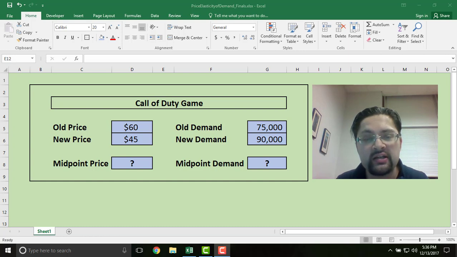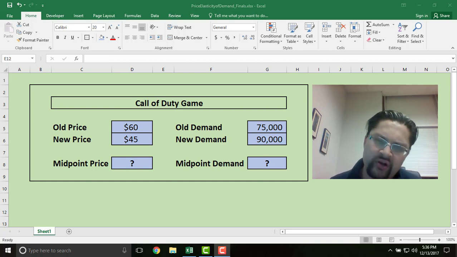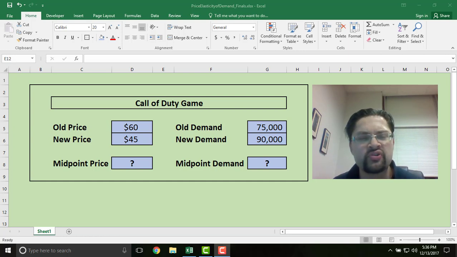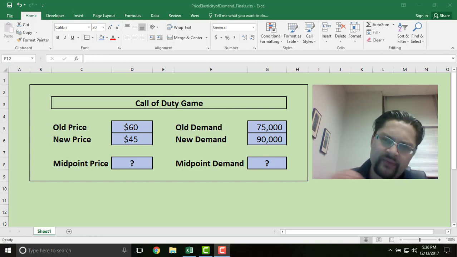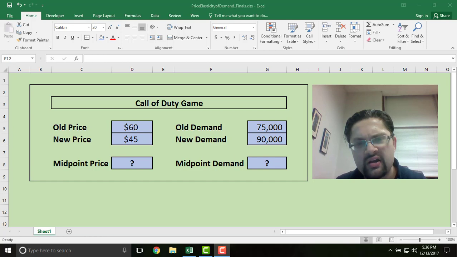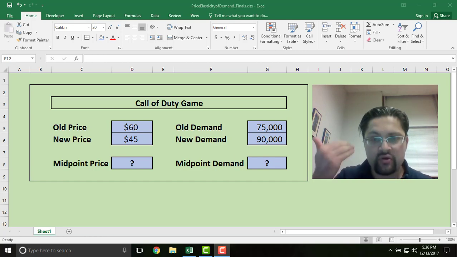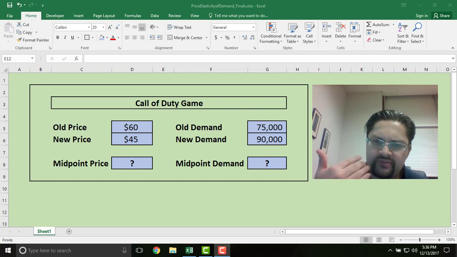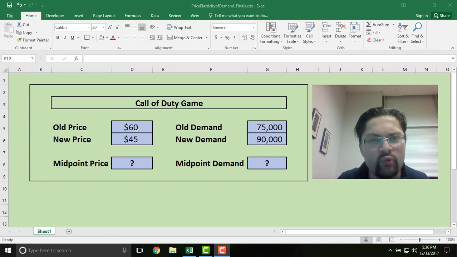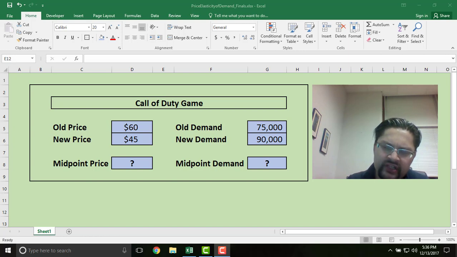So let's begin looking at the math here. We're going to do step 1, which again is the midpoint for price, and then step 2, midpoint for demand. Then we're going to find the percent changes between them and go from there. I will explain each step here, even though I'm using Microsoft Excel. I use Microsoft Excel because it's a nice, clean way. But if you listen to what I'm doing, you'll be able to interpret the formulas and the steps involved there.